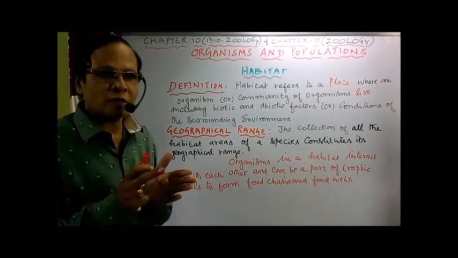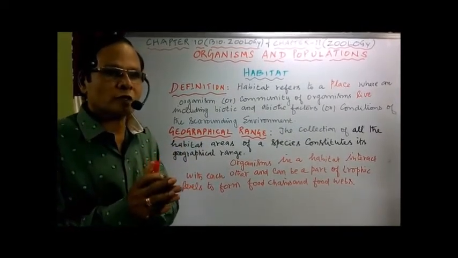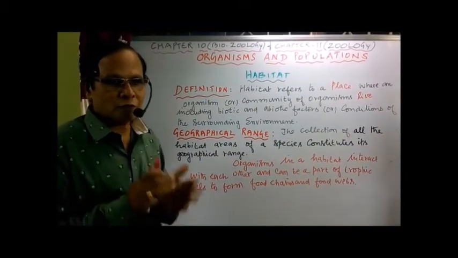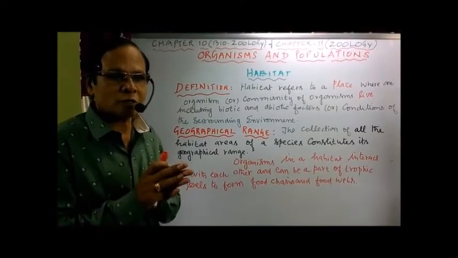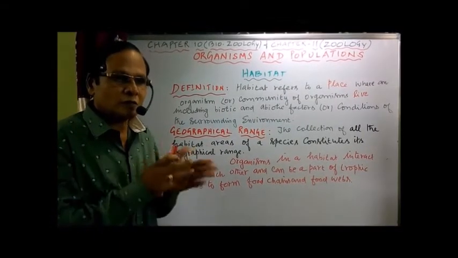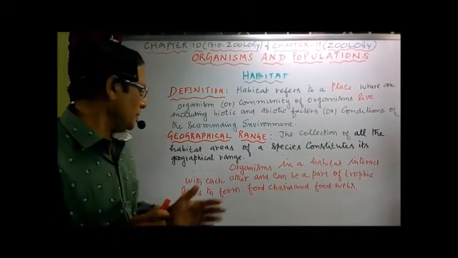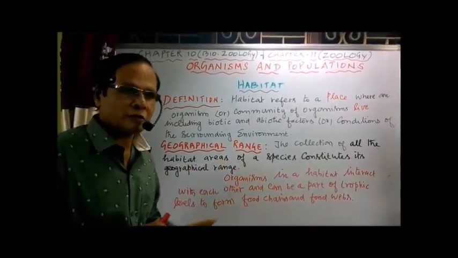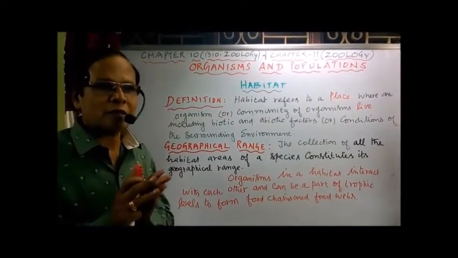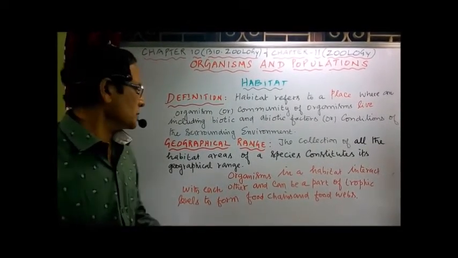An organism may be a consumer or a producer, and each one represents a trophic level, a food level, to form a food chain and food webs. So a food chain is nothing but a linear chain. A food web is in the form of a spider web. We'll discuss later what a food chain is, in which the food is transferred in the form of energy from one level to another. So normally the organisms which live in a habitat interact with one another and can be a part of trophic levels in a food chain or in the food web.